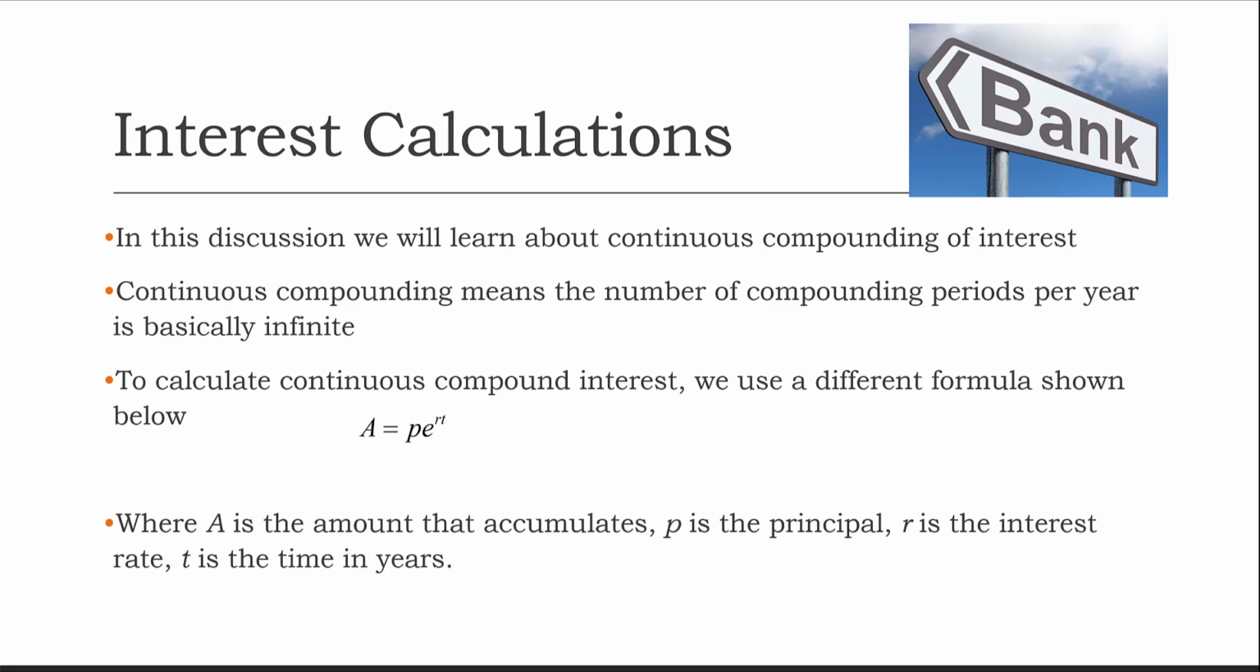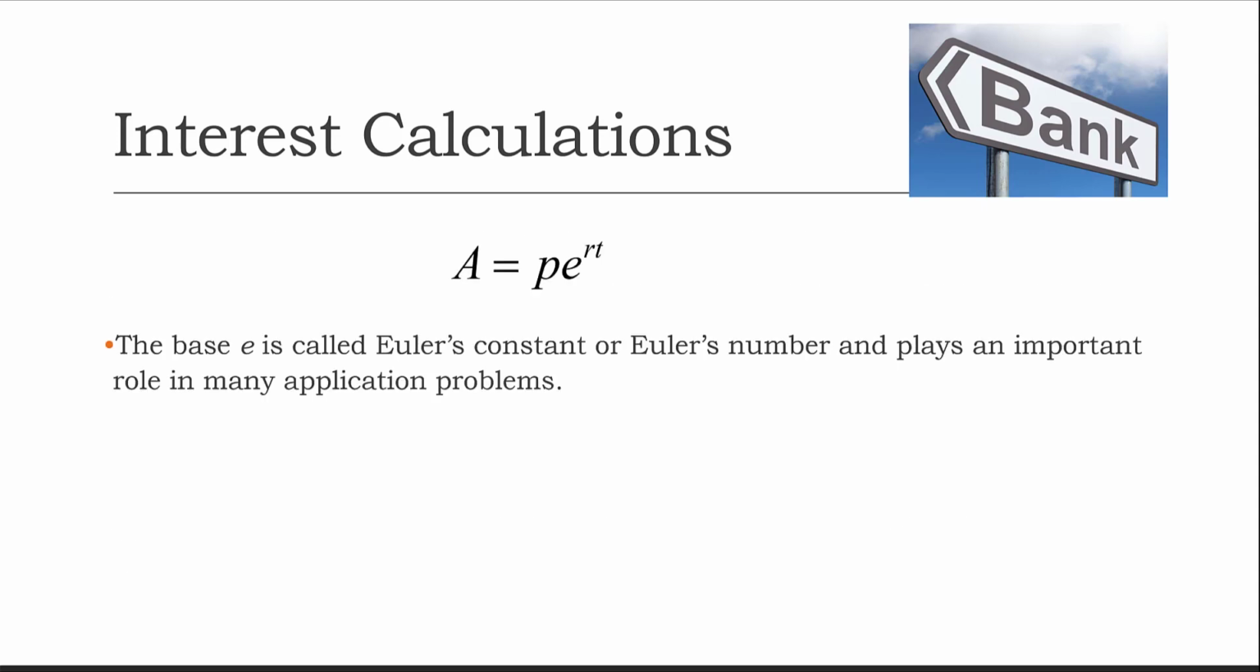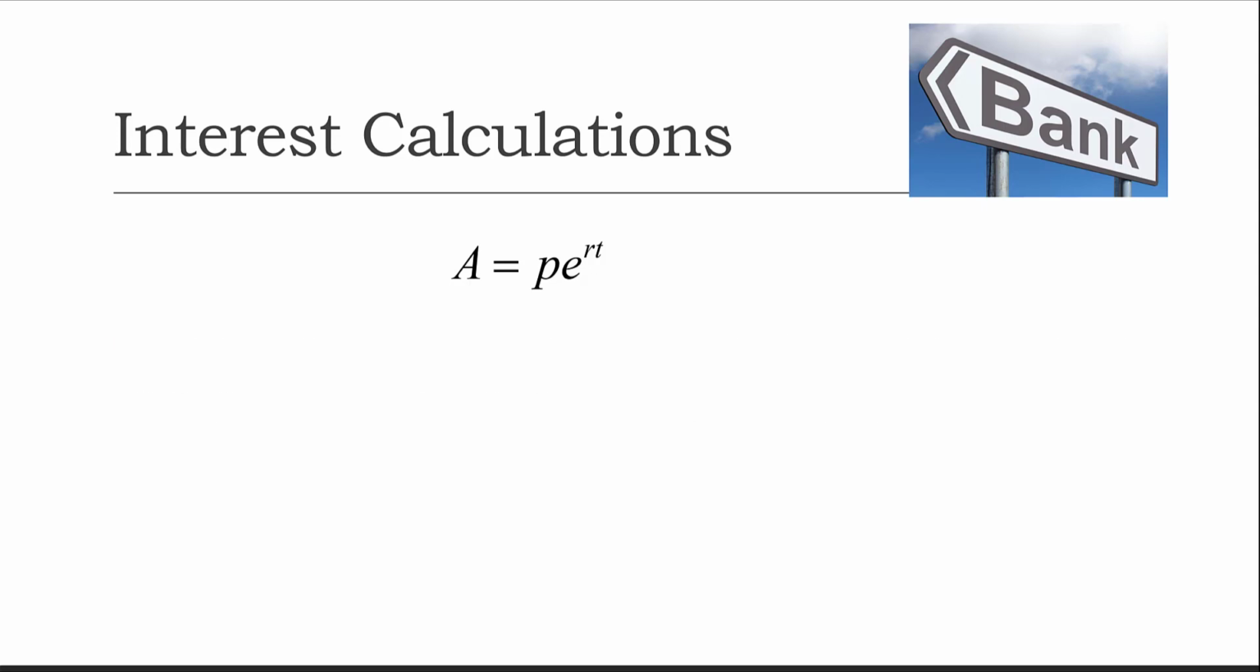A is the amount that accumulates, P is the principal, R is the interest rate, again as a decimal, and T is the time in years. What's different in this formula is it uses the base e. e is called Euler's constant or Euler's number, and it plays an important role in many application problems. Your calculator may have a base e. It's usually a second function above the ln x key, or you can approximate e as 2.7183.